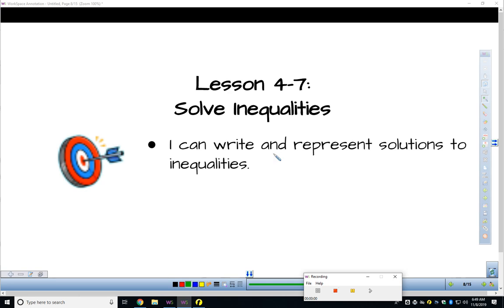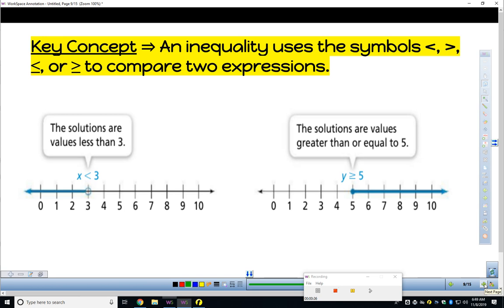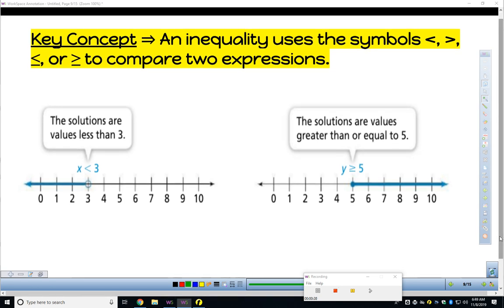Now that we can write inequalities based on situations, today we're going to look at solving inequalities. We're going to look at figuring out what solutions might be part of an inequality. And so the key concept here again is that an inequality uses the less than, greater than, less than or equal to, or greater than or equal to signs to compare two expressions.